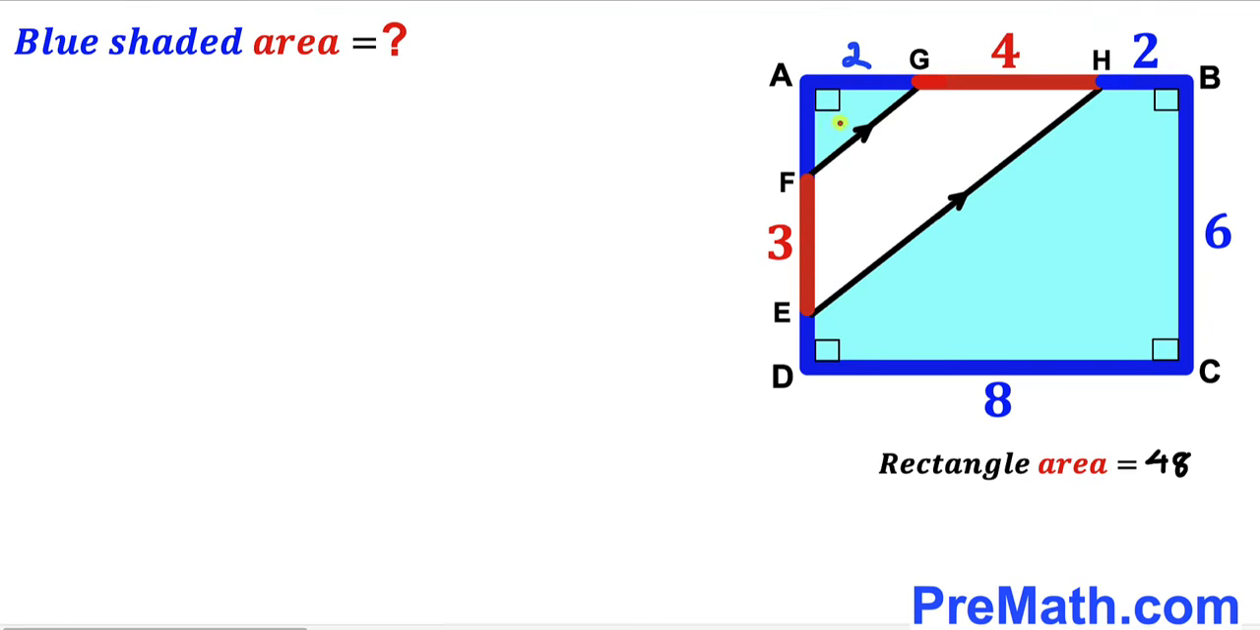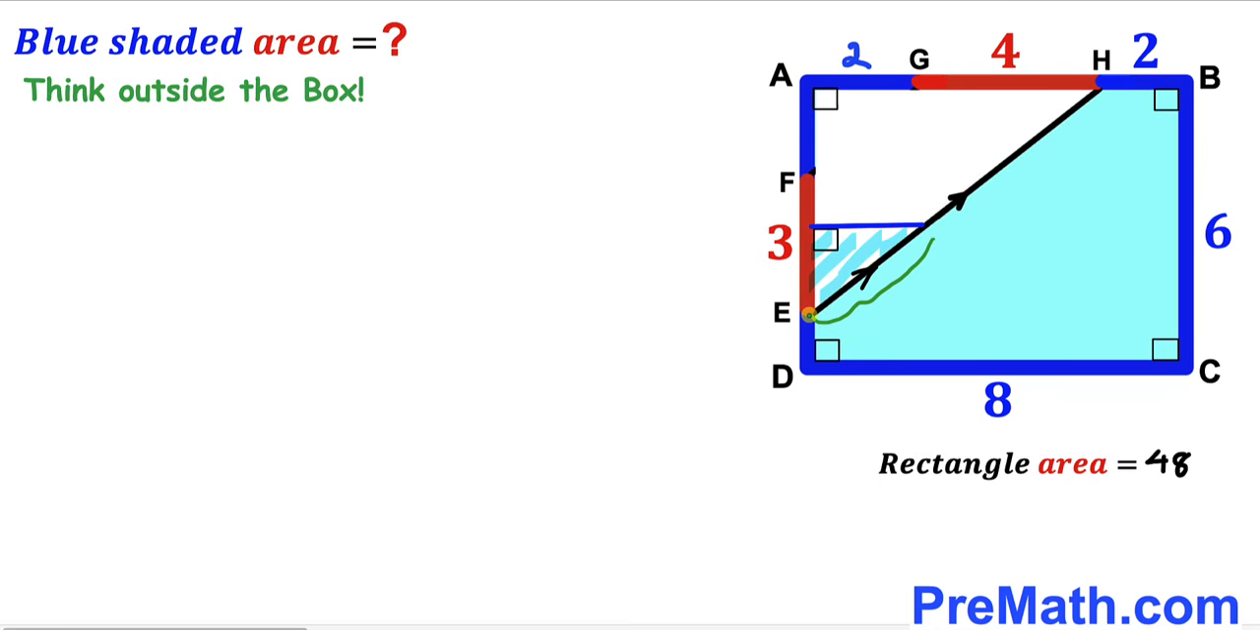Since we are interested in calculating the area of this blue shaded region combined, we are going to think outside the box, and I'm going to drag this blue triangle AFG all the way over here. As you can see in this next step, I have dragged that triangle right over here, such that this side of the triangle coincides with this line EH, and as a result we end up with this white trapezoid.